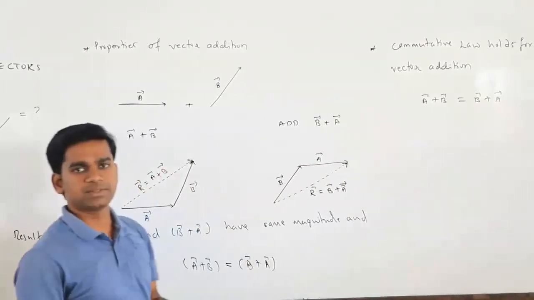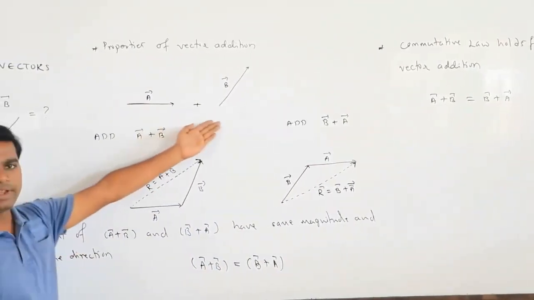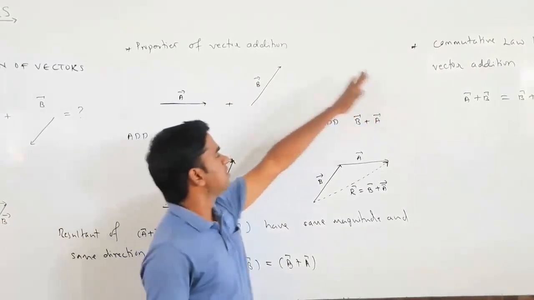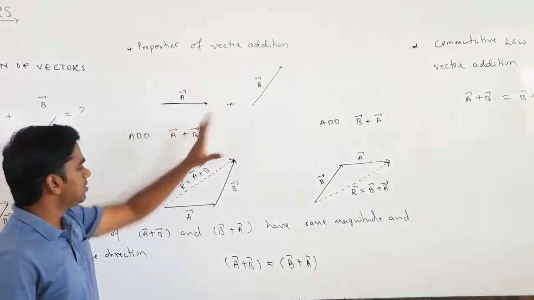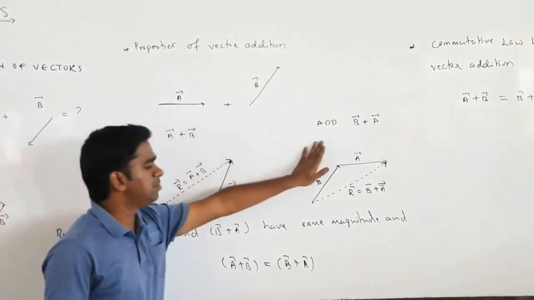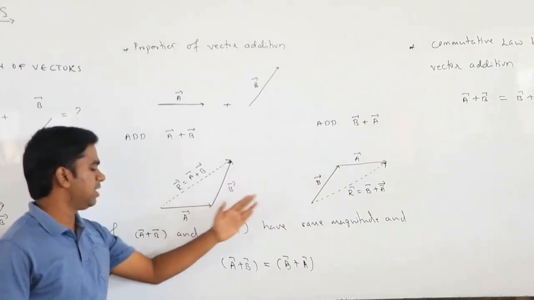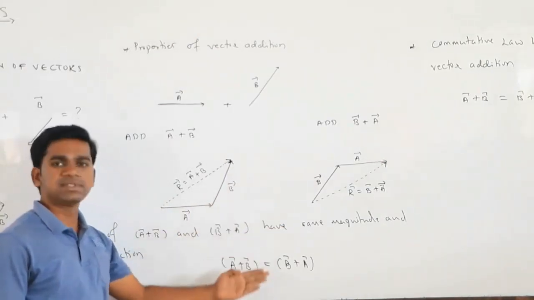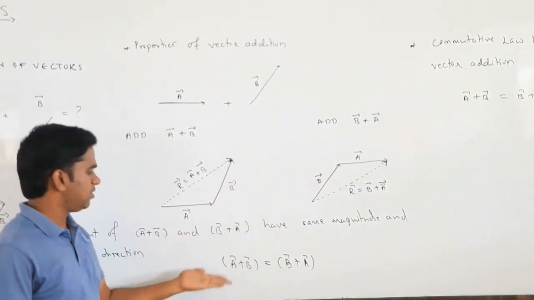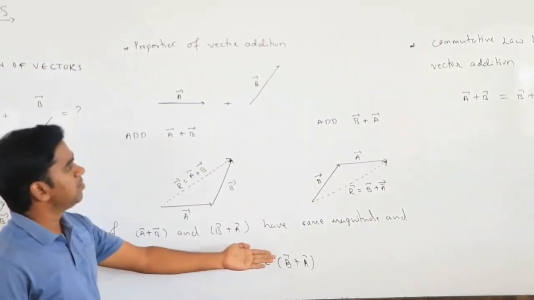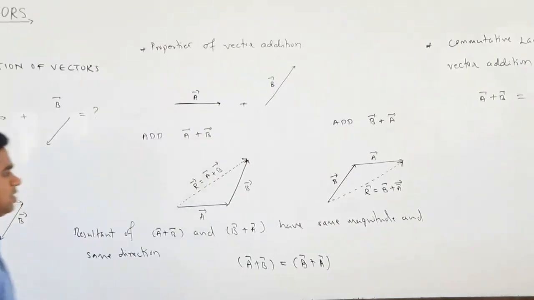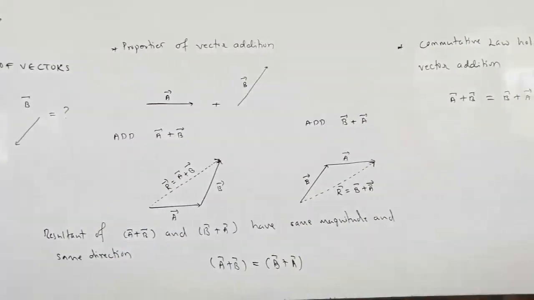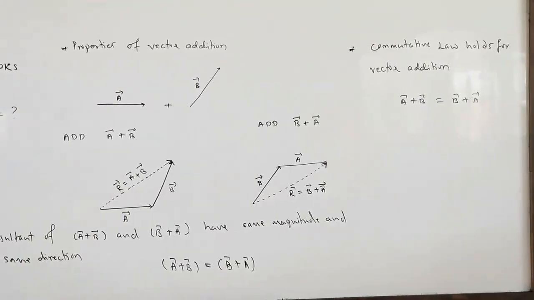So how can we prove it? If they ask for 3 marks, you take two vectors, A and B. First write the statement, then take the example. I am coming in reverse order. First you take A plus B, then B plus A. If you get the same direction and magnitude, write that A plus B and B plus A have the same direction and magnitude. So A plus B is equal to B plus A, and that is nothing but the commutative law. This is how commutative law is possible in case of vector addition.